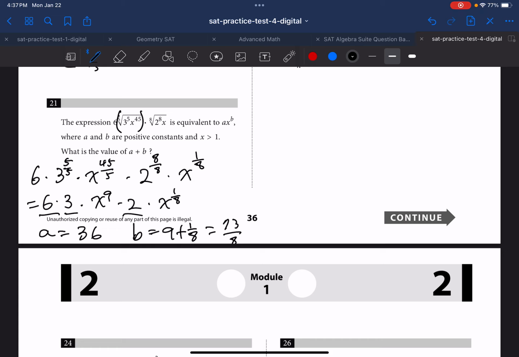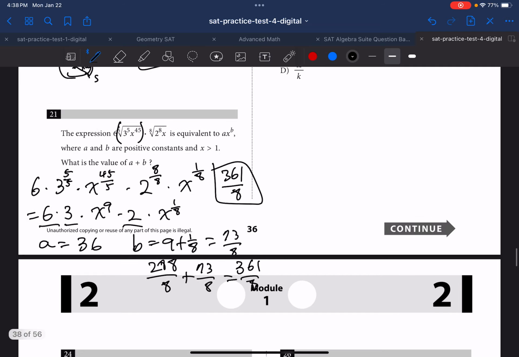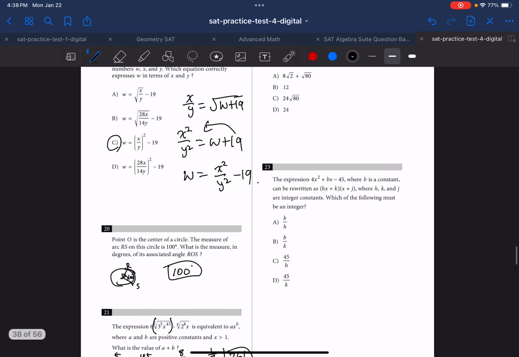So when we add these up, a plus b, it'll be 288 over 8 plus 73 over 8. This is equal to 361 over 8. And that will be our final answer. The answer looks a bit funky, but when there's fractions, this is pretty normal.